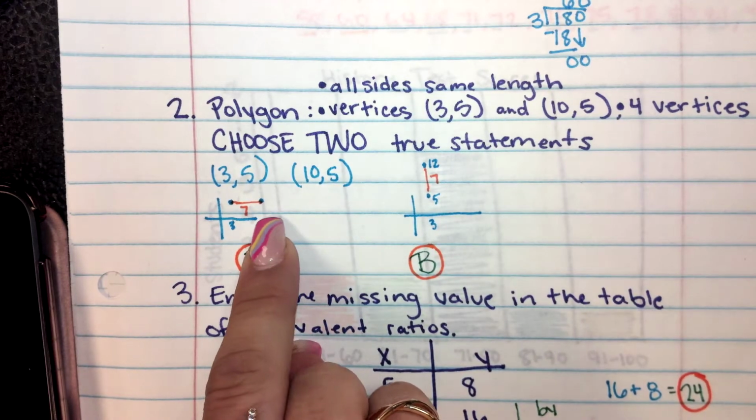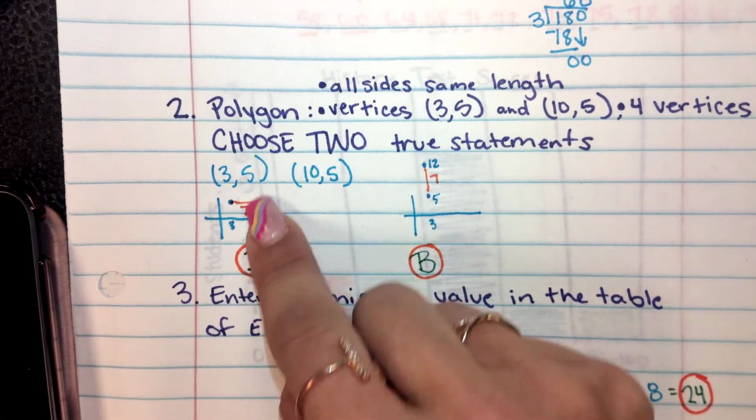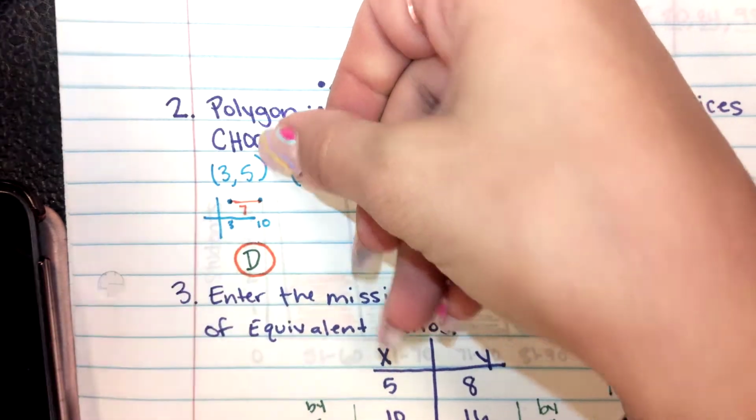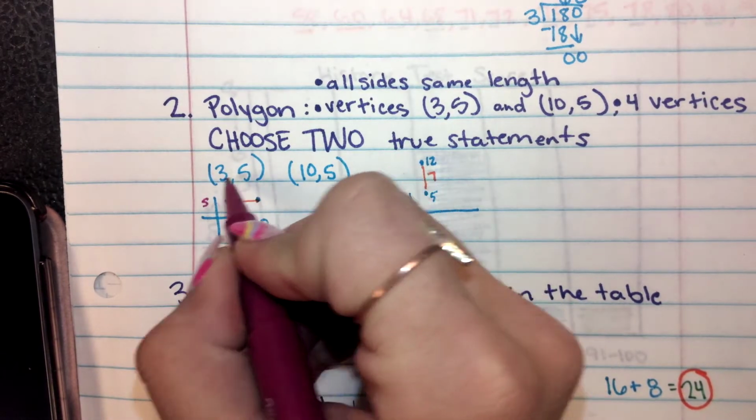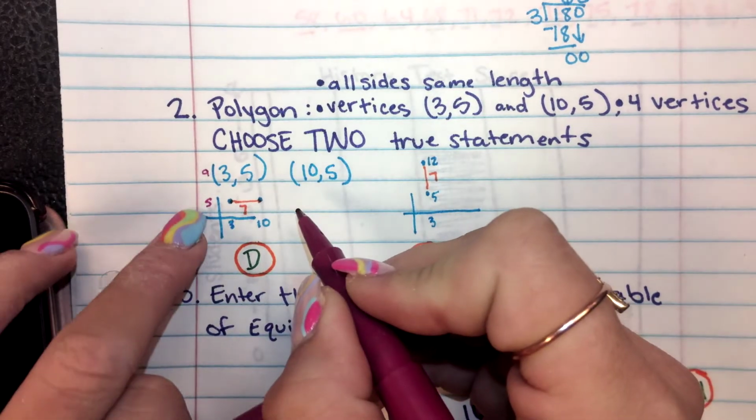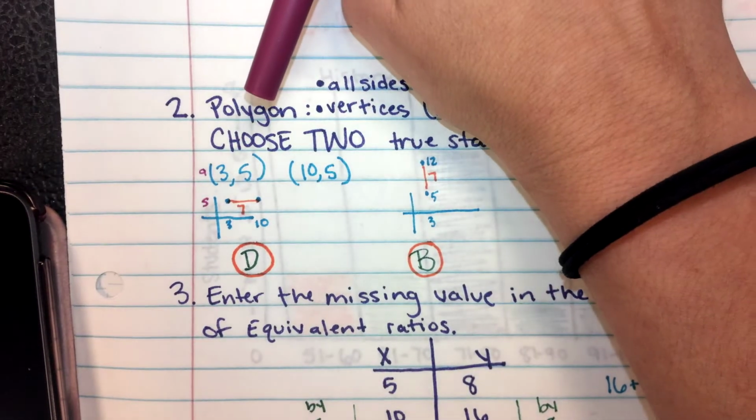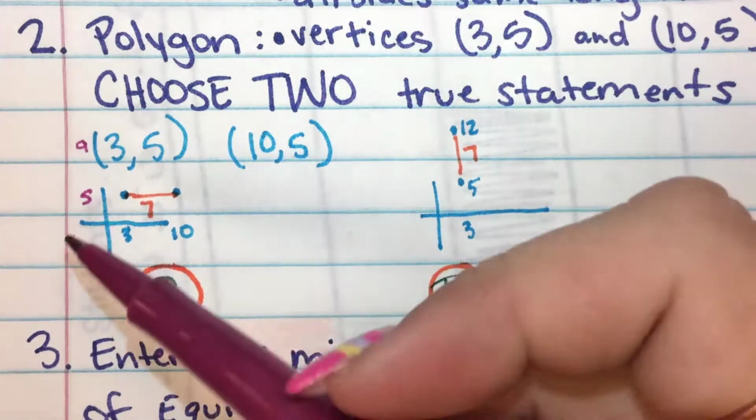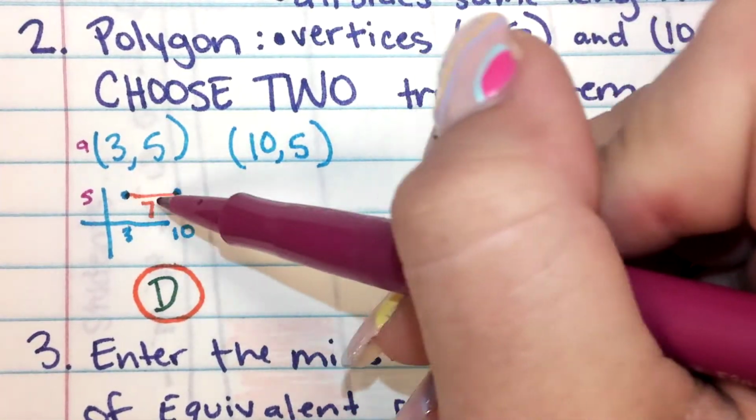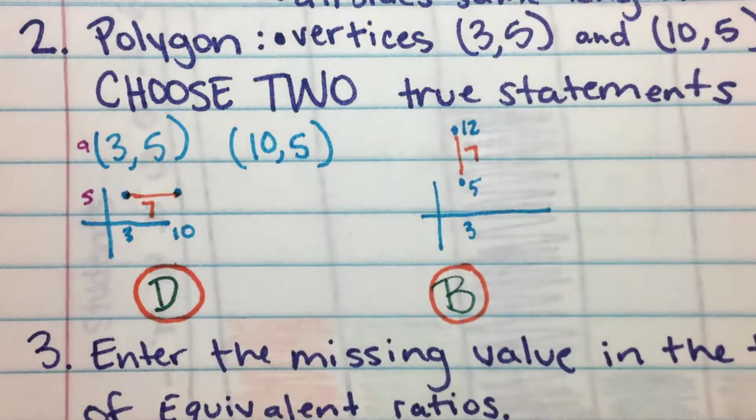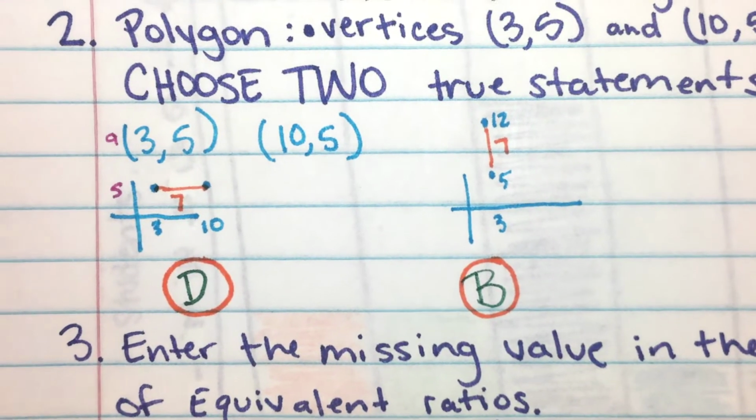Another vertex could be at the point 10, 9. So I go to 10, and then I go up to 9. If I go over 10 and up 9, this one was at 5. This is at 5. And if I go all the way up to 9, how far apart are 5 and 9? They're only 4 apart. But if I just said all lengths were 7, how can they only be 4 apart? So that is not true.